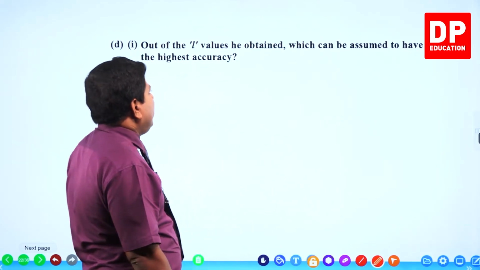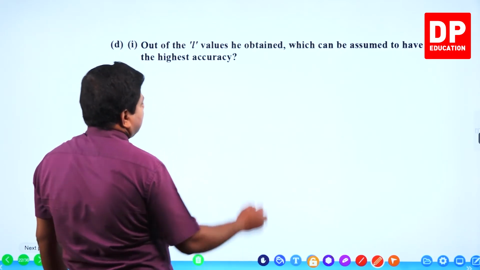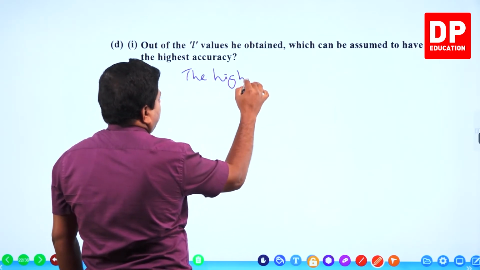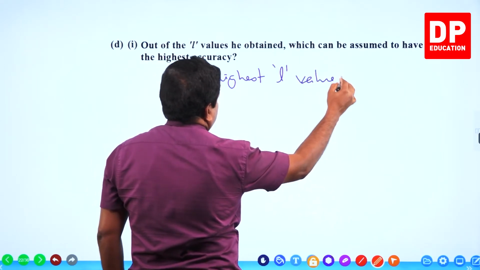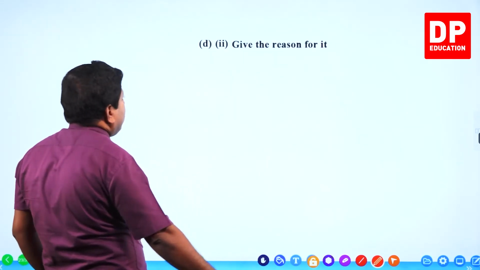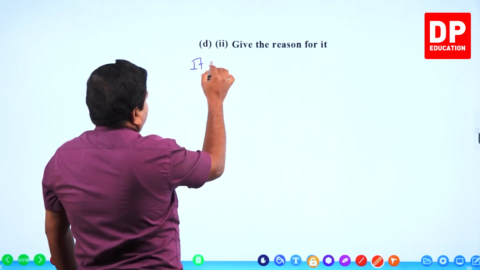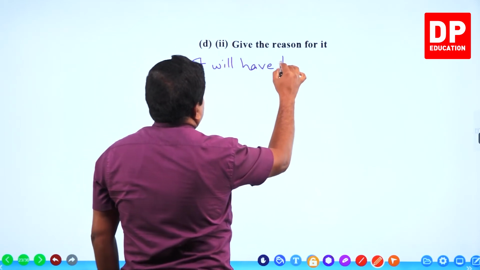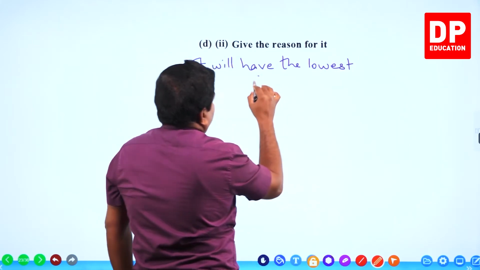So they are asking which length out of the L values you obtain can be assumed to have highest accuracy: the highest L value. Give reasons for it. It will have the lowest fractional error.